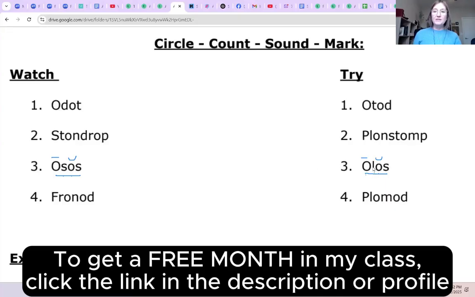This O says O because there's a vowel 1 or 2 doors away. This O says ah because there's not a vowel 1 or 2 doors away. So we have O, L, A, S, olas. Olas. Please put a Y or N in the chat if you got that one. Olas. Okay. Nice.